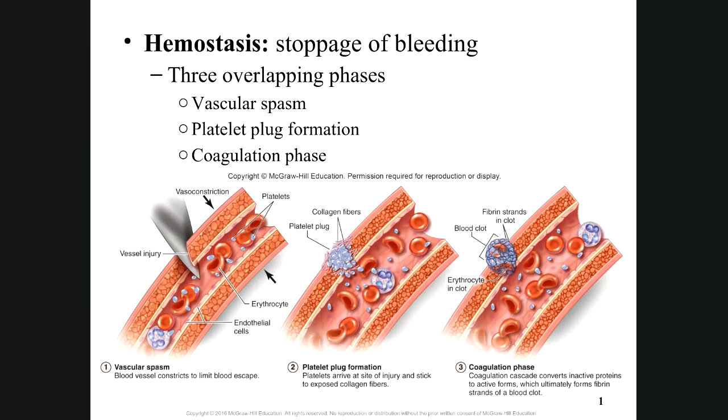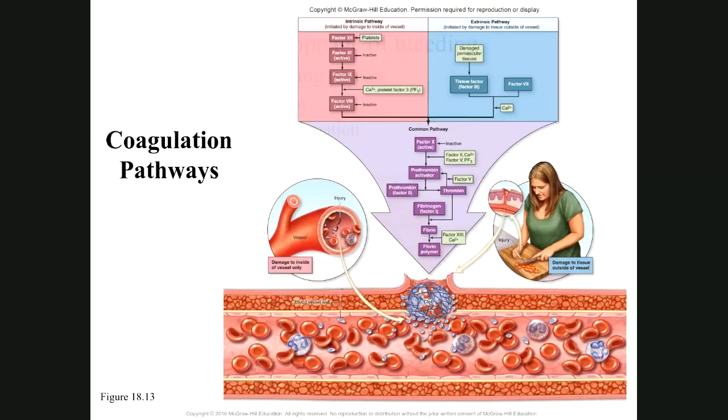Then we have our coagulation phase. And this is where the blood turns from a liquid to more of a solid and a clot is formed. And this happens through the coagulation cascade. And this slide here is the coagulation cascade. We've got three pathways. We've got two pathways that then come into a common pathway. We've got this intrinsic pathway here, our extrinsic pathway, and then they come together to form the common pathway.